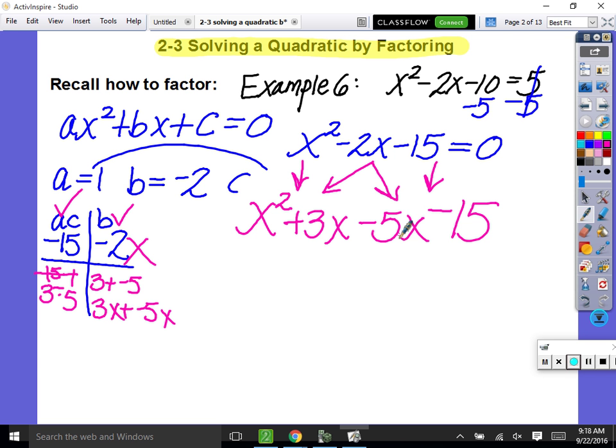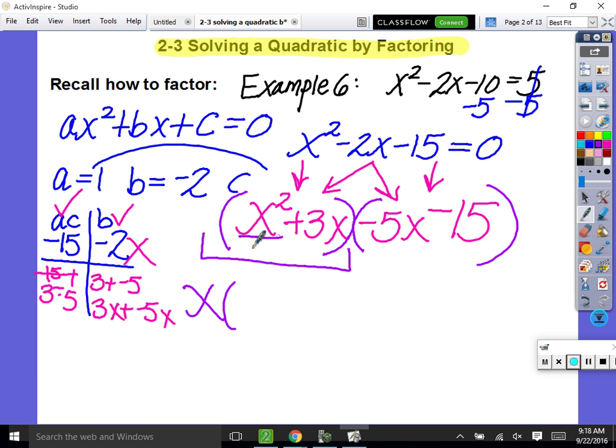Okay. So now we have 1, 2, 3, 4 terms, and we're going to factor by grouping. So we group the first 2 terms. We group the second 2 terms, always including the sign. And then we focus on this group and factor out the greatest common factor, which is x, correct? So we're factoring out an x. So we'll go back and divide each term by x. So x squared over x is x.